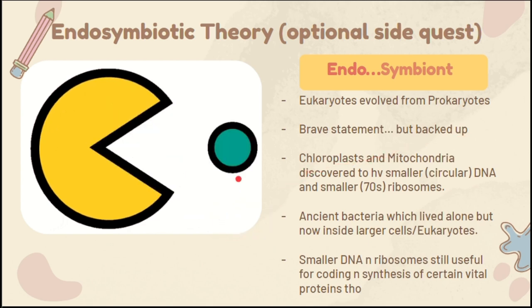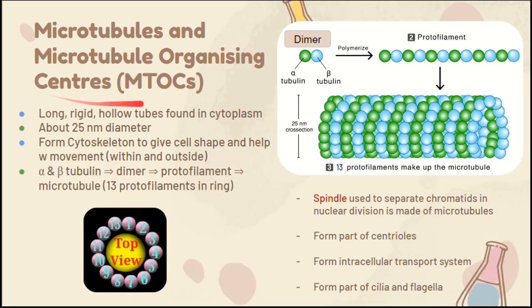Back to the main story. About microtubules and microtubule organizing centers, or MTOCs for short. One of my least favorite organelles, not gonna lie. All you need to know is that microtubules are long, rigid, hollow tubes found in the cytoplasm and are about 25 nanometers in diameter. See this over here? Hollow tube. What they do is essentially form a cytoskeleton to give the cell shape and help with movement inside and outside the cell. Movement inside the cell consists of forming a transport system for secretory vesicles throughout the cell, and outside the cell in the form of cilia and flagella, which we'll get to in a bit.